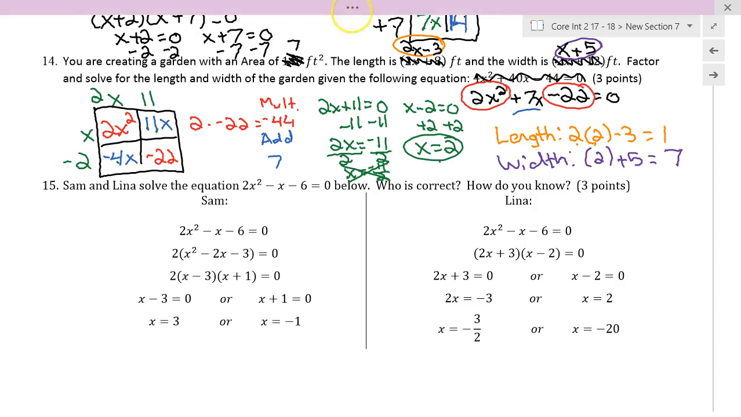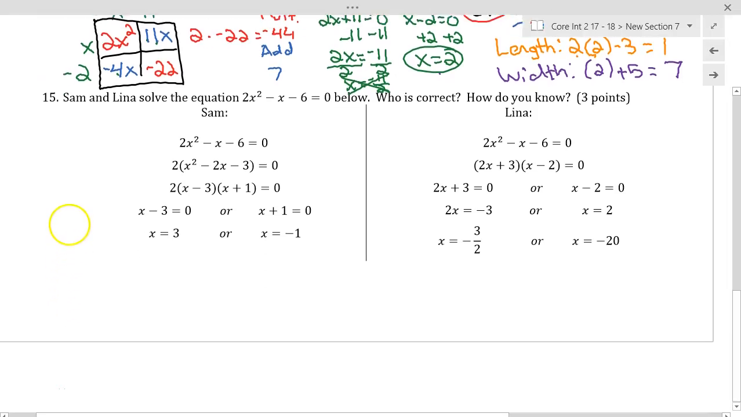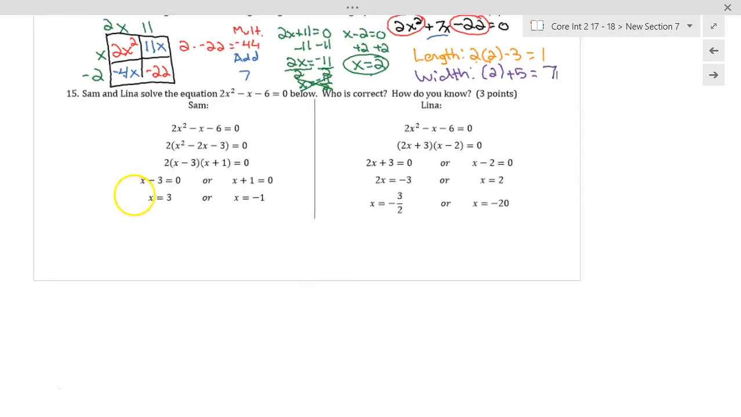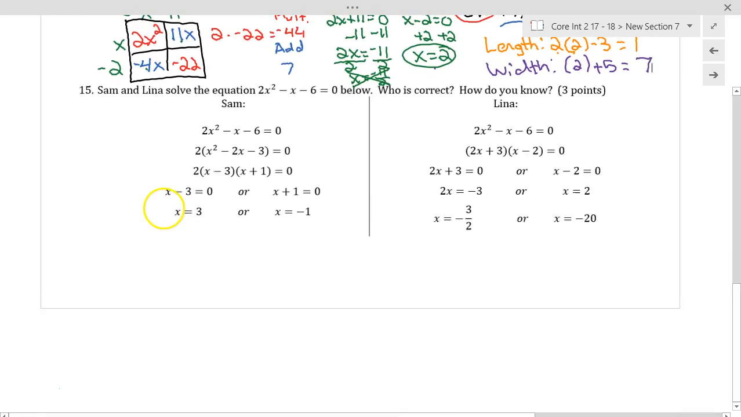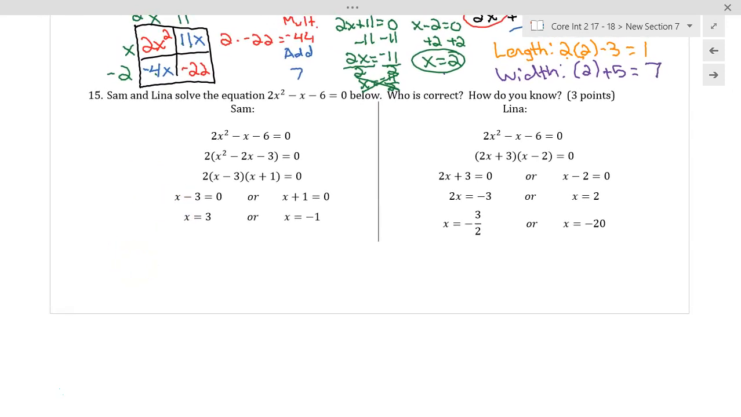All right. Last problem, number 15. Sam and Lena solve the equation 2x squared - x - 6 = 0 below. Who is correct? How do you know? So Sam had 2x squared - x - 6 = 0. He took a 2 out of all of them and then factored there. Lena didn't take a 2 out but got her factors and then continued to solve.